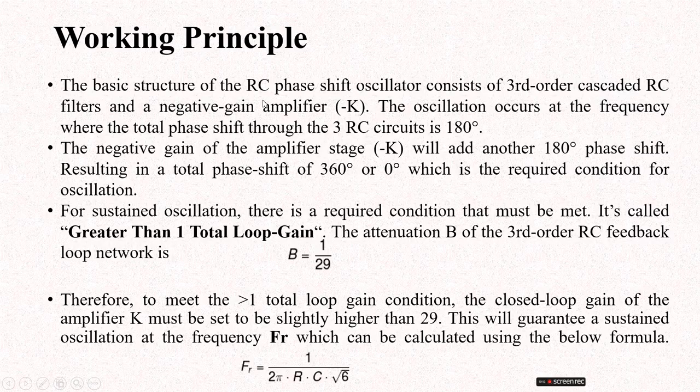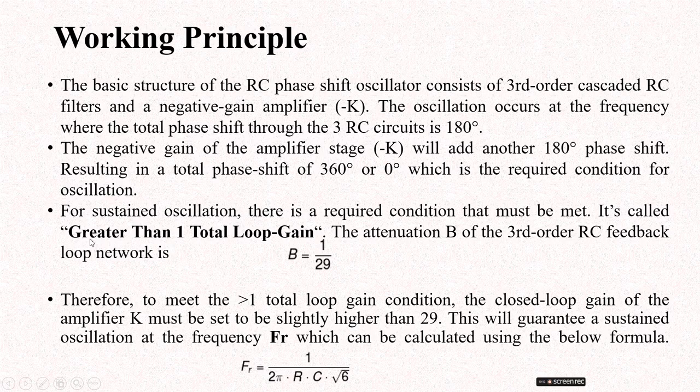So the working principle of RC phase shift oscillators, I already explained that. It consists of three third order cascaded RC filters and a negative gain amplifier. The oscillation occurs at the frequency where the total phase shift through the three RC circuits is 180 degrees. So each feedback loop produces 60 degrees. Now the amplifier is minus another 180 degrees. So the total sum is 360 degrees or 0 degrees, so it satisfies the condition for oscillations.